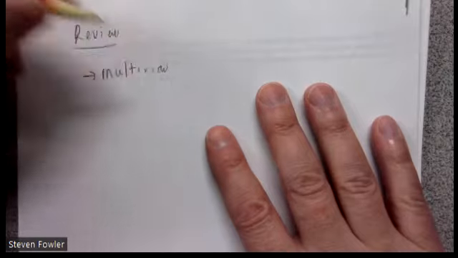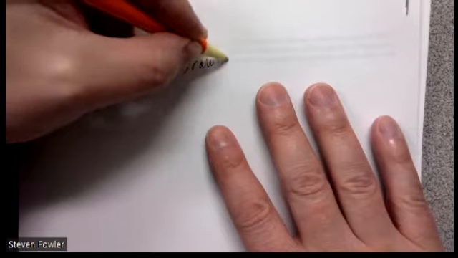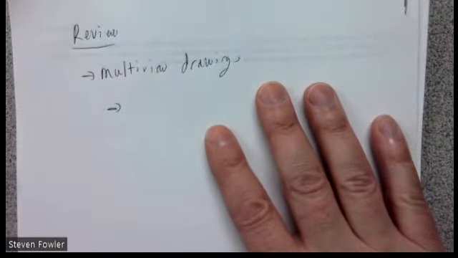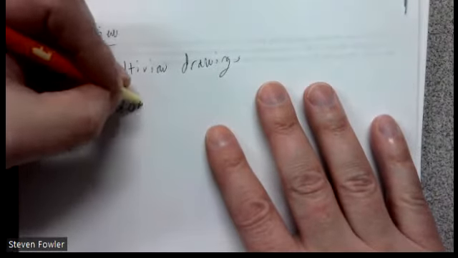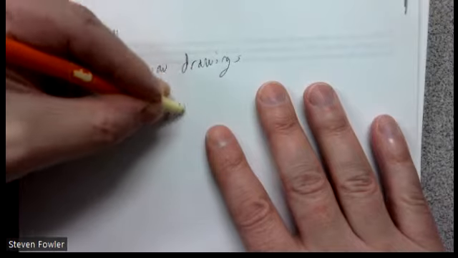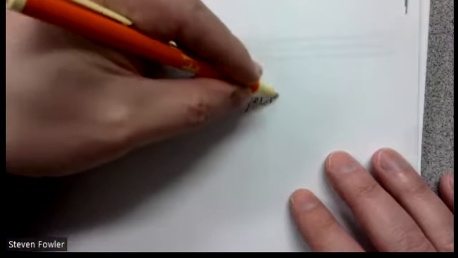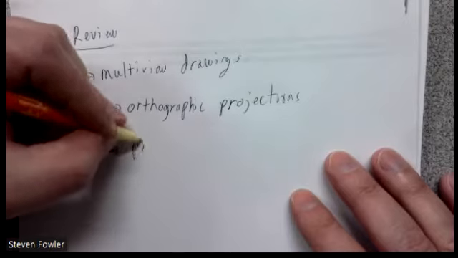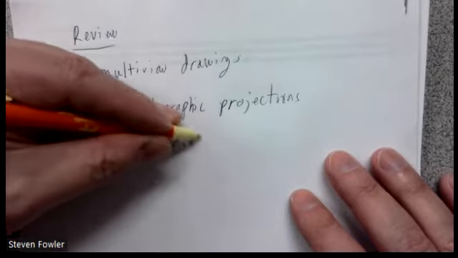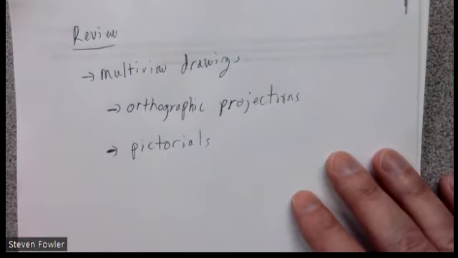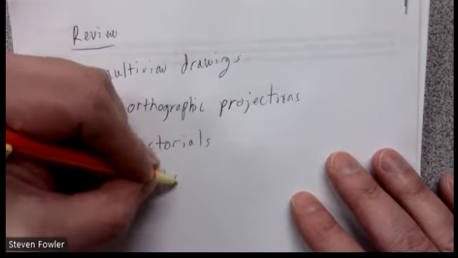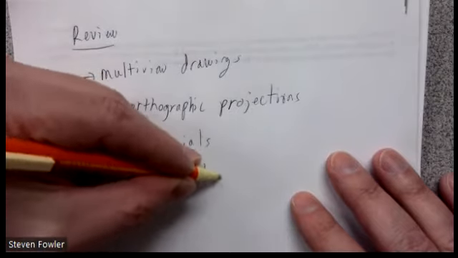We talked about multi-view drawings, right? Within multi-view drawings, we talked about orthographic projections. We also talked a little bit about pictorials, some parallel projection types of pictorials. And I said most of the time we'll probably work with isometric.